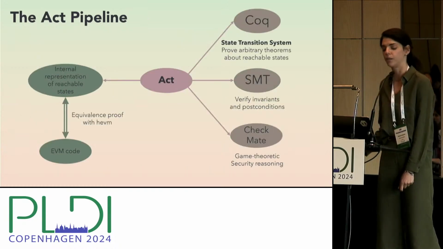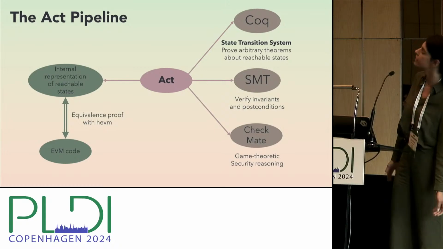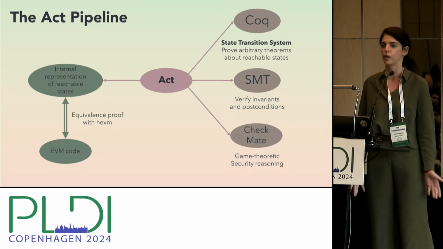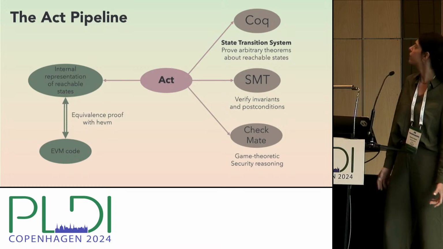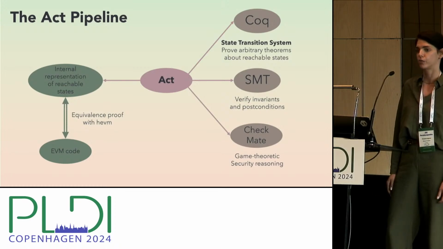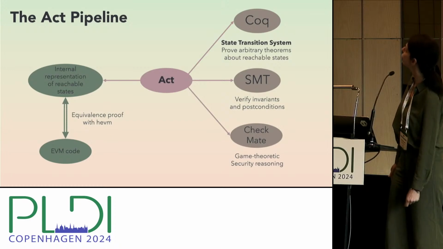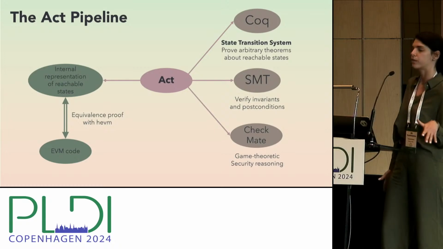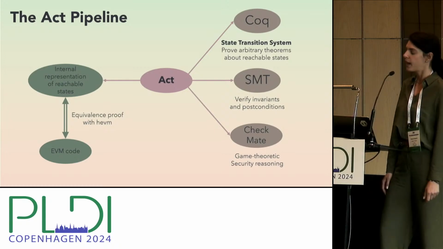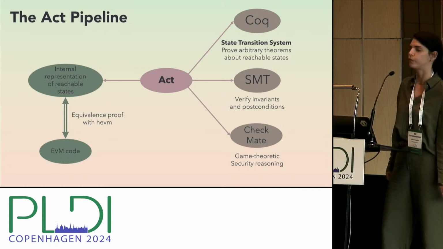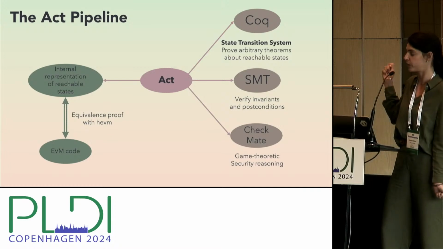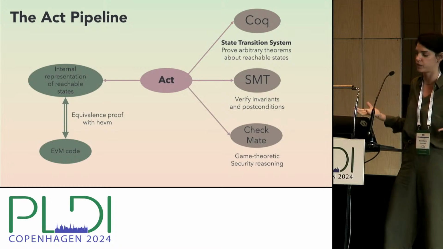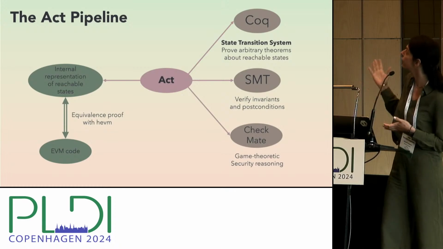The second tool, which is still a work in progress, is ACT, which is a high-level specification language for smart contracts. And we can write a high-level summary of what the smart contract is supposed to be doing, and then we can use HEVM to prove that this high-level specification is equivalent with some EVM bytecode. And then we can use the specification to prove various properties by using different formal verification backends and encoding properties of the specification or the specification itself, either in a proof assistant, in Coq in particular.